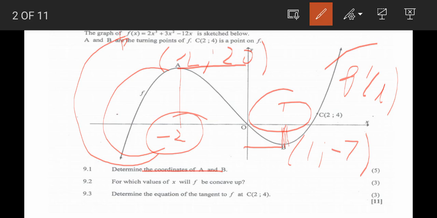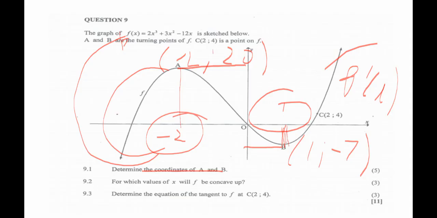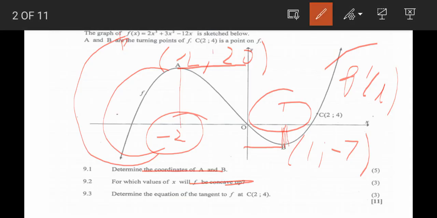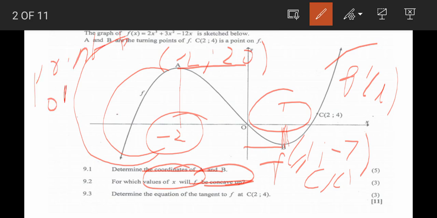Then 9.2, for which values of x will f be concave up? So whenever we are talking concavity, we need to know that here we are talking about the second derivative, right? The second derivative. So we must check the second derivative. Then first of all, before we can determine for which values this is concave up, we need to first find what? The point of inflection. So what is the point of inflection? In simple terms, we can say the point of inflection is a point whereby we have a change in concavity.